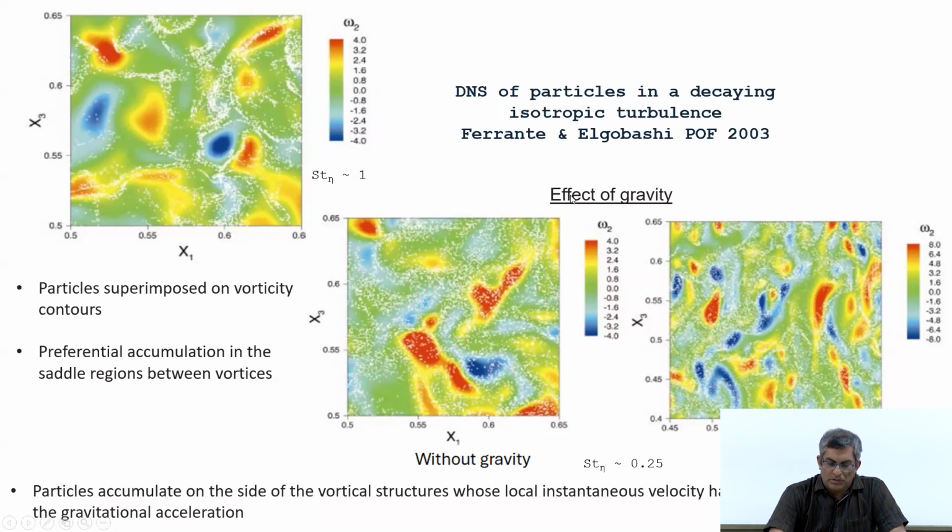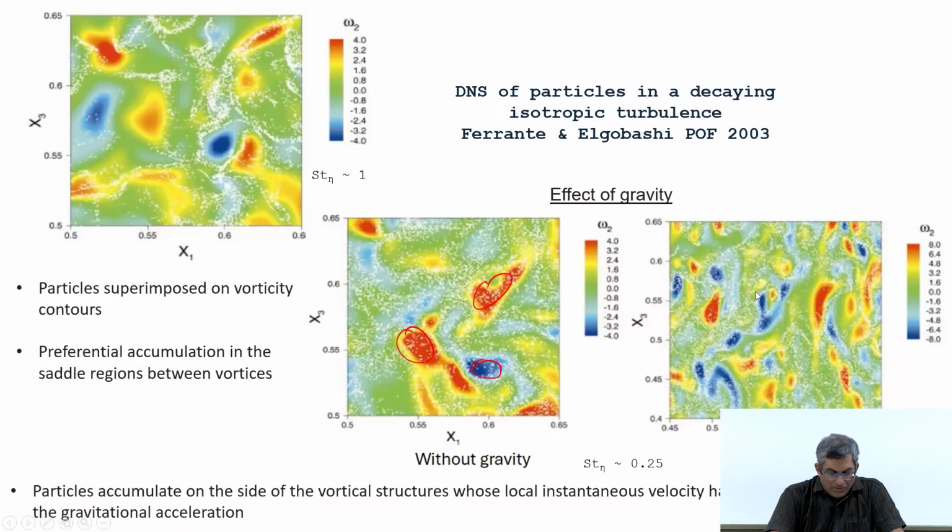And they have also studied the effect of gravity. In this case they considered particles which are fairly smaller than 1, so we should not expect any preferential accumulation. As you can see here, the particles are present even when we have strong vortices. But this was done without gravity. Now they introduced gravity in their simulation, and you see things have changed. So, this is also interesting.